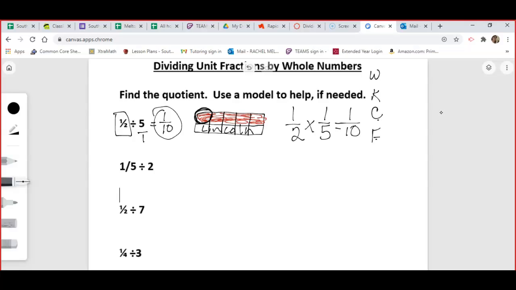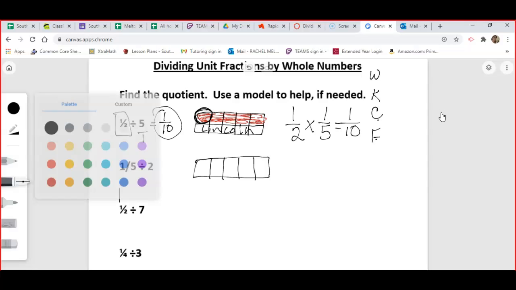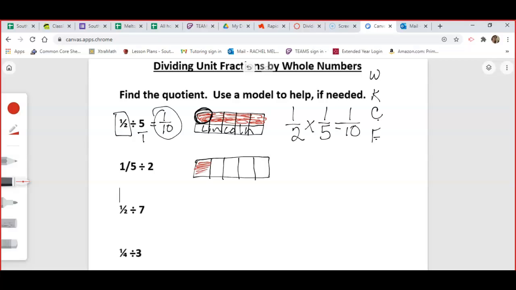Okay. All right, does anyone have questions on number 1 before we move on? Okay, so now we have 1/5 divided by 2. So I'm going to make a cake that is split into fifths and color in one piece.